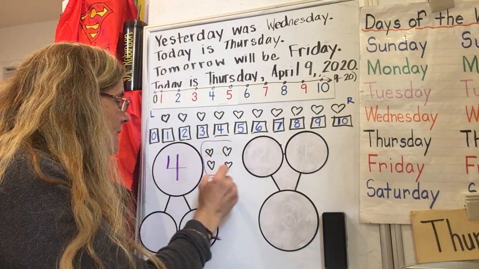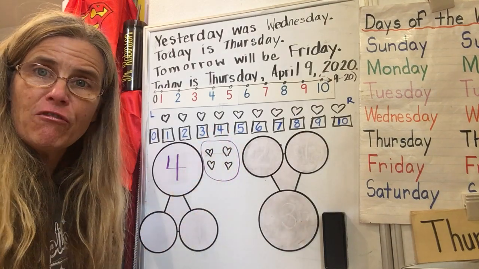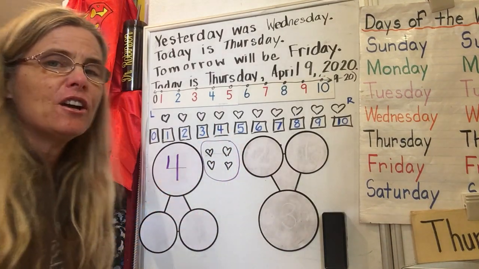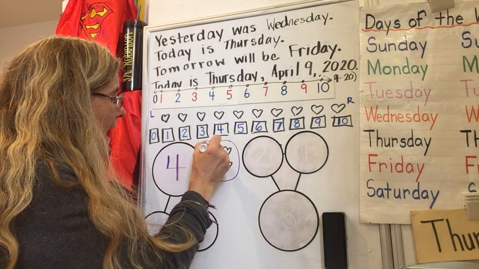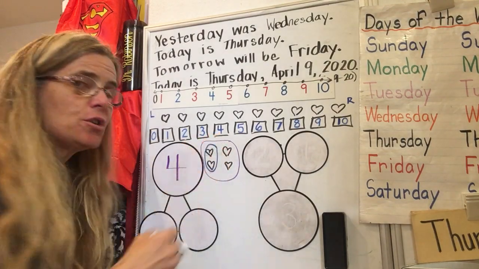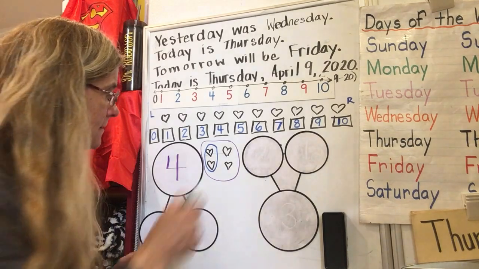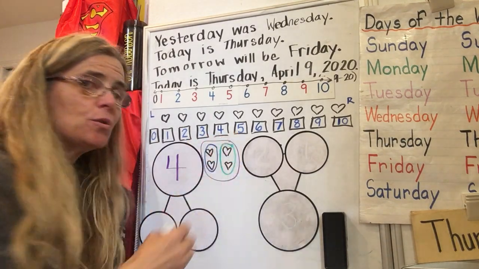But how did I see 4? If I look careful and I subitize, I break them apart, I see 4 as 2 and 2 more.